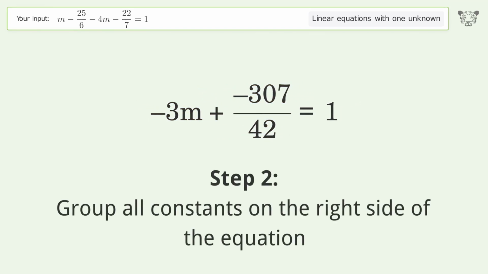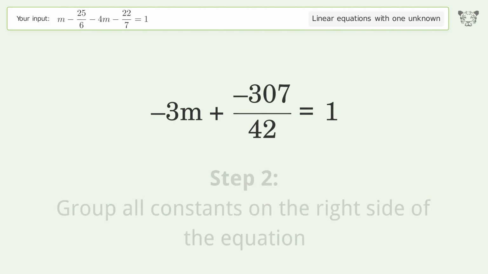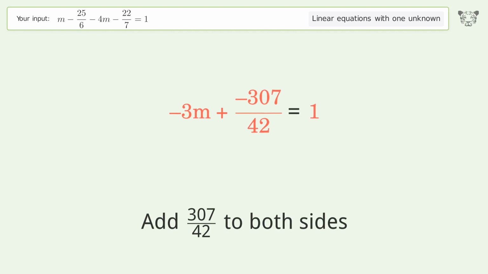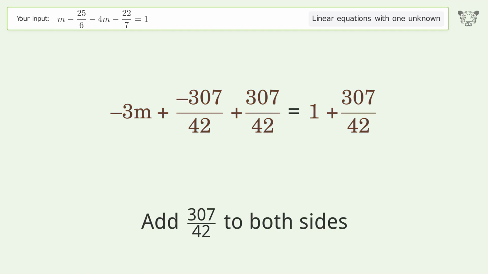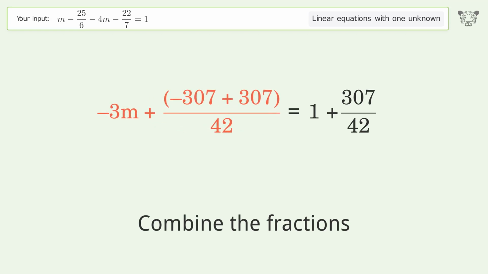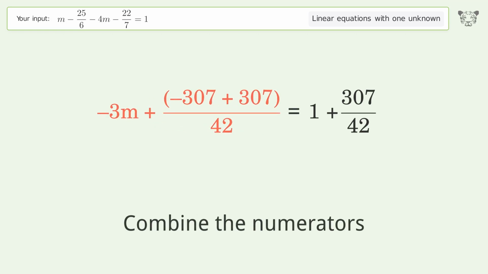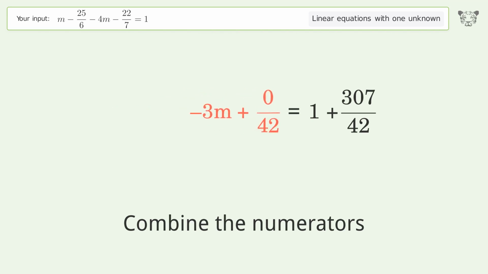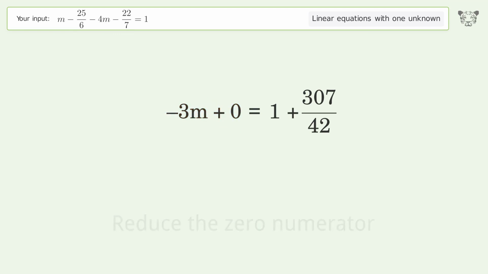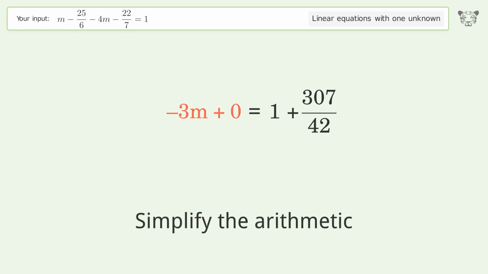Group all constants on the right side of the equation. Add 307/42 to both sides. Combine the fractions. Combine the numerators. Reduce the zero numerator. Simplify the arithmetic.